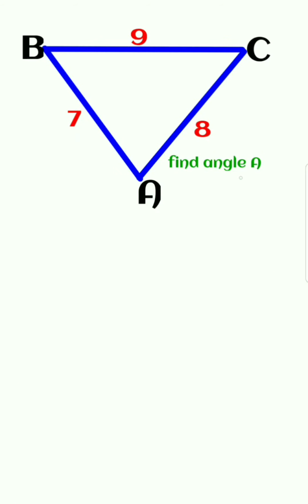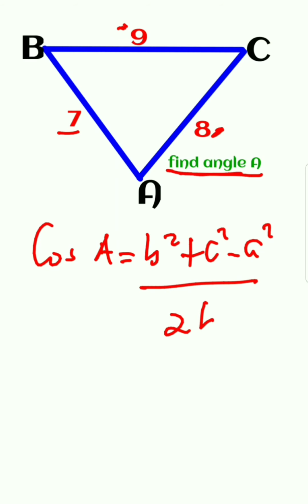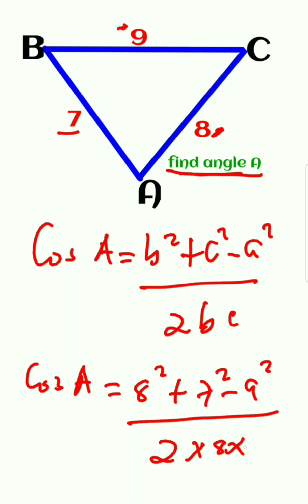The question is saying, find angle A. Here are all the three sides of the triangle. So we have to use the cosine rule. So cos A equals to b squared plus c squared minus a squared over 2bc. Cos A equals to b squared, that is 8 squared, plus 7 squared minus 9 squared, over 2 times 8 times 7.